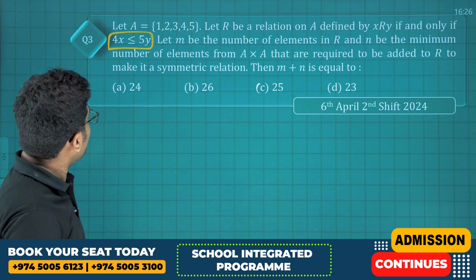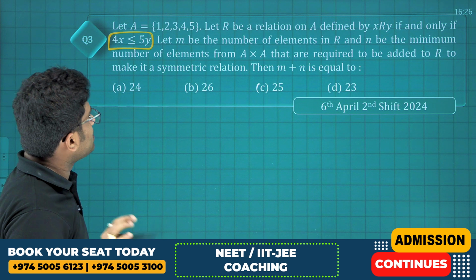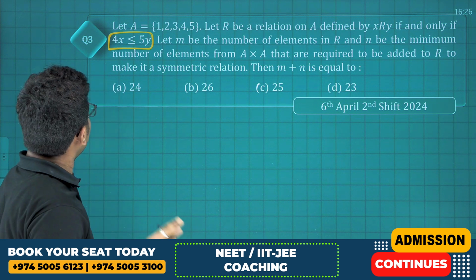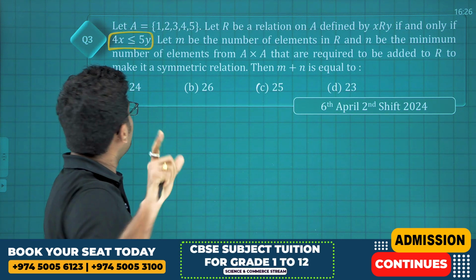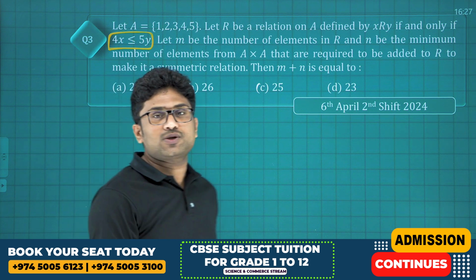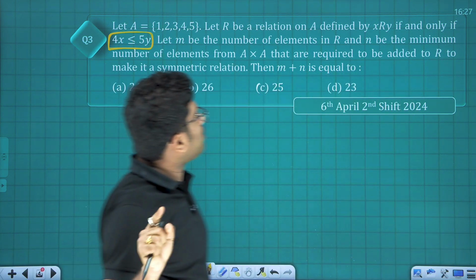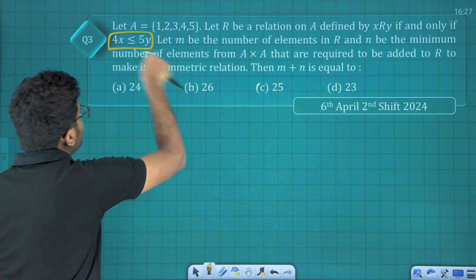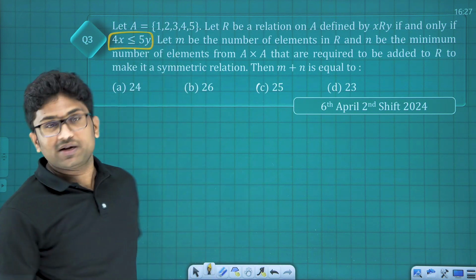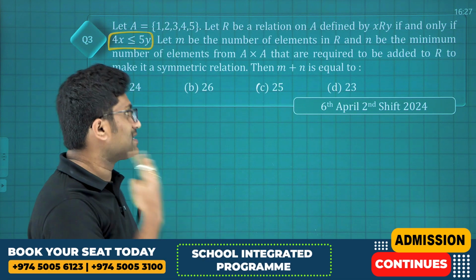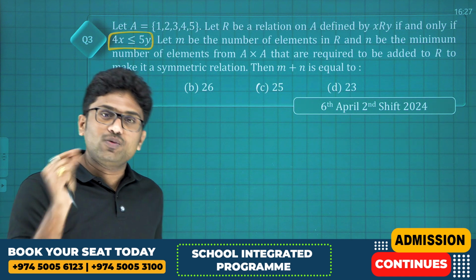Let m be the number of elements in R and n be the minimum number of elements to be added in R to make it symmetric. Same story again. They are asking m plus n only. First, let's find what R is.